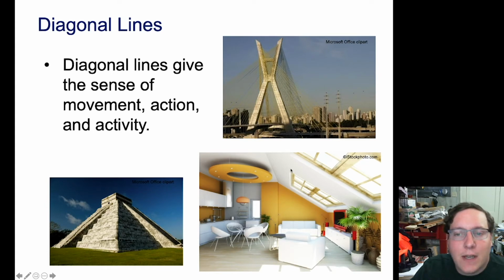Or we can see it in how we set up maybe a loft. That's not necessarily what you would see for a retirement home or for a more traditional office space. Okay?